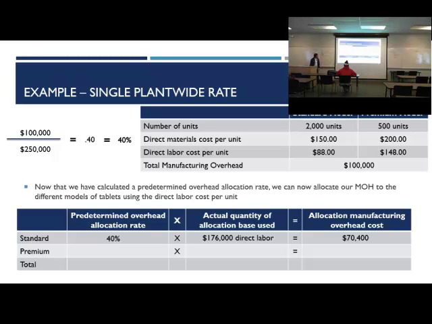On the premium models, 40%. Actual quantity of allocation base used, 74,000. The way we get 74,000 is taking 500 times $148. 74,000 times 40% is 29,600. The way that you can look at 29,600 is taking 59.20 and multiplying it by 500. Okay? That gets us 100,000. That's my check figure. I've allocated all my 100,000 to both standard and premium models. Any questions?